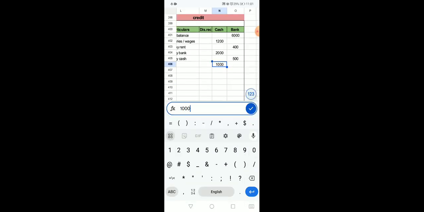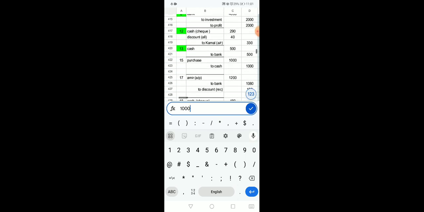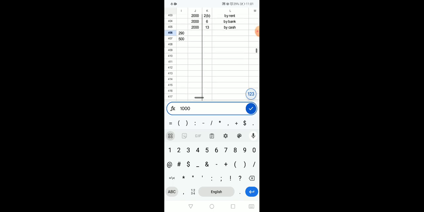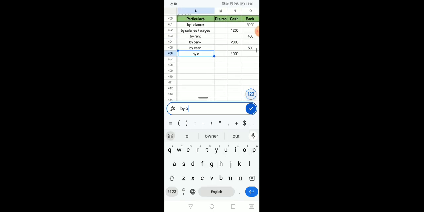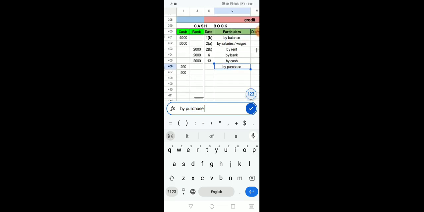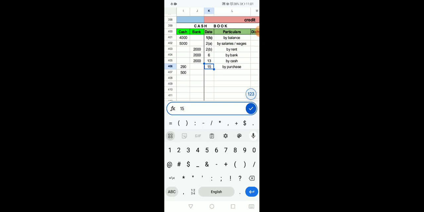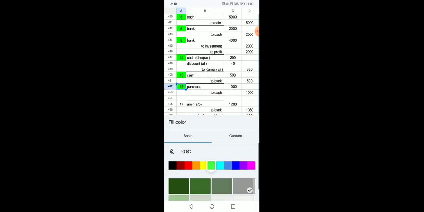So let's see what is our next entry. Entry number 15 having two elements, but only one element will go to cash book, and that is cash, which is credited by 1000. Go to the credit side of cash and write 1000 over here. Now see its reference. What is written on the opposite side of cash? It is purchase. So write down by purchase in particular column and see the date, which is 15. So write down 15 in date column. 15th entry was having only one element, that was cash, and it has been posted. Entry number 15 completed. Mark it as it has been done.